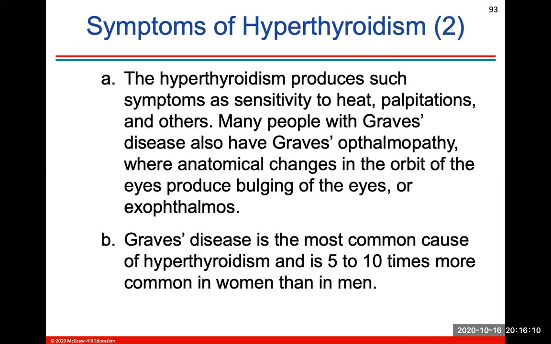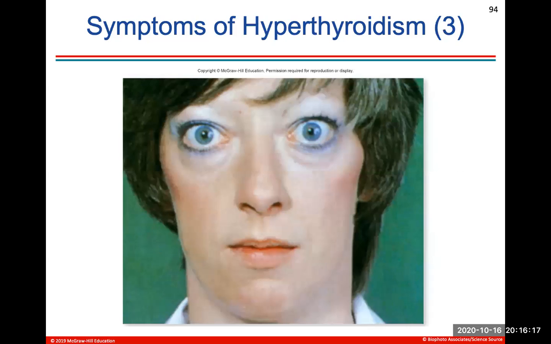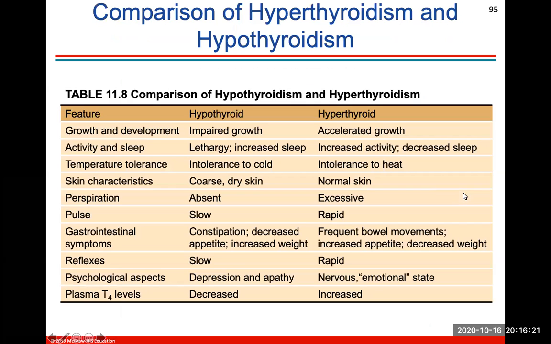ophthalmopathy, where anatomical changes in the orbit of the eyes can cause bulging of the eyes. So you can kind of see her eyes bulging there, symptoms of hyperthyroidism. So this is a great comparison. This is also a really good chart to look at features and how they're different, whether you're hypothyroid or hyperthyroid. And again, hypo means too little thyroid hormone is being released, and hyperthyroid means too many are being released.